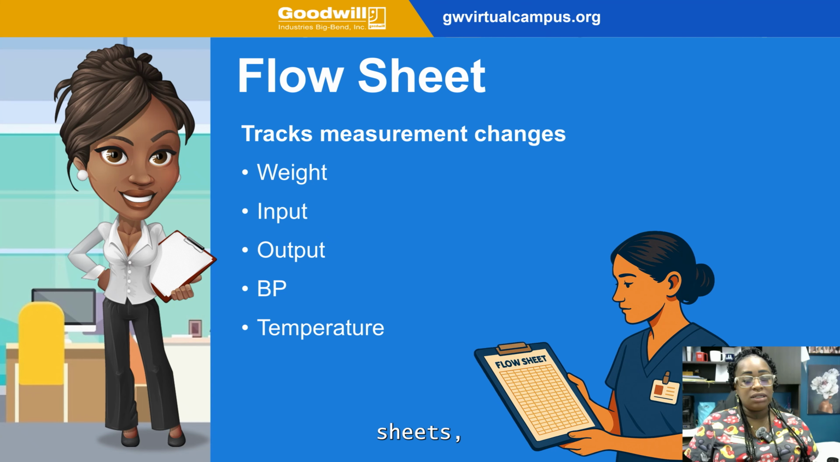When it comes to flow sheets, this is just how we track measurement changes, like the weight, the input of what they ate or drank that day, the output, how they urinated, how they allowed feces to flow. We check blood pressures, we check temperatures. Sometimes we'll go ahead and get a lot of different things that's going on, like sugars, depending on the facility that you're in. So it's really important to know exactly what you're taking and document it.